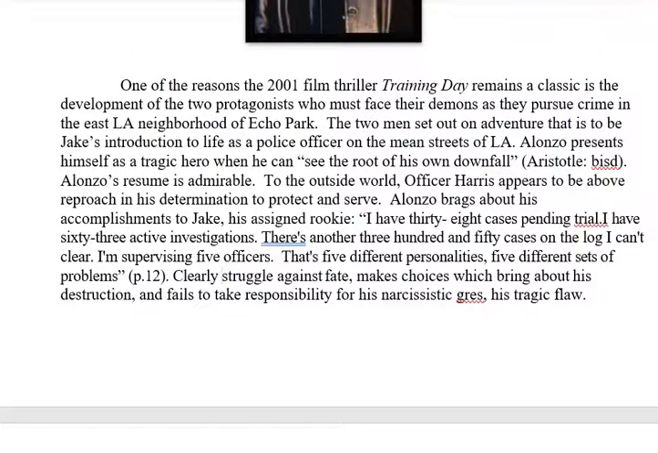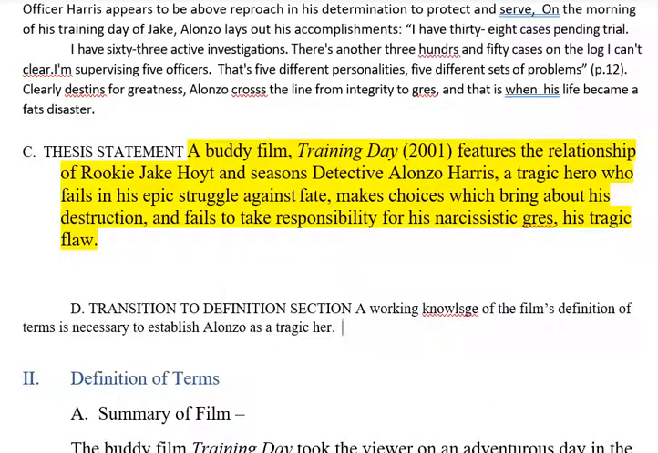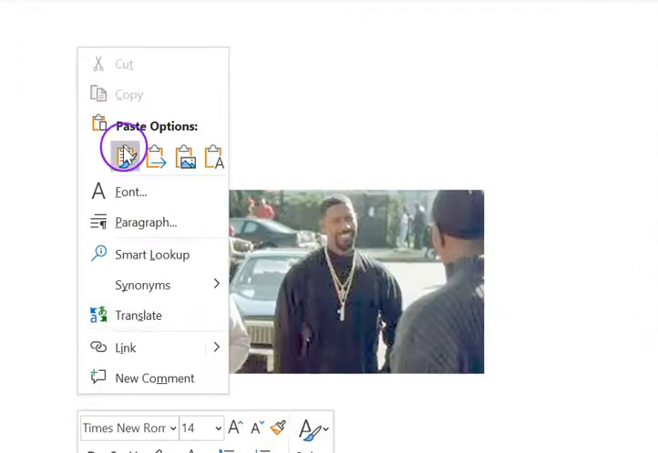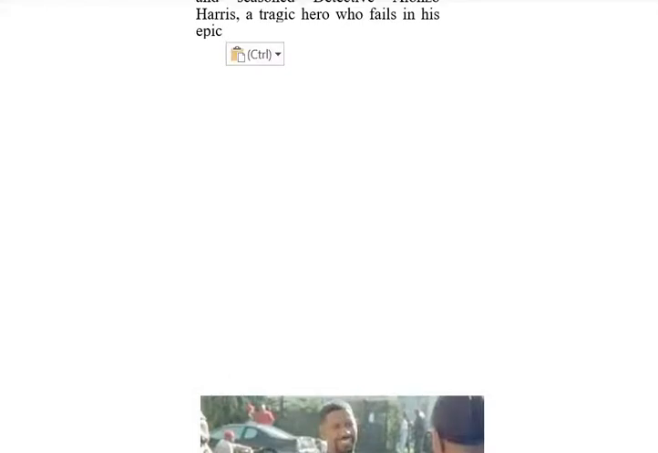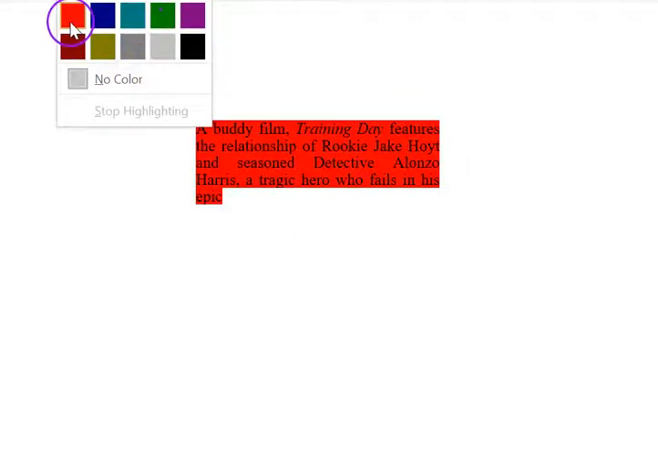Okay, let's find that. Let's go back over to the outline. I'm going to pop it in at the bottom, just in case I need it later.